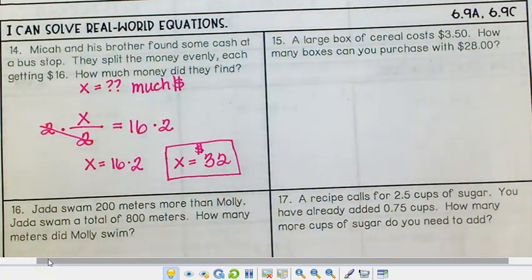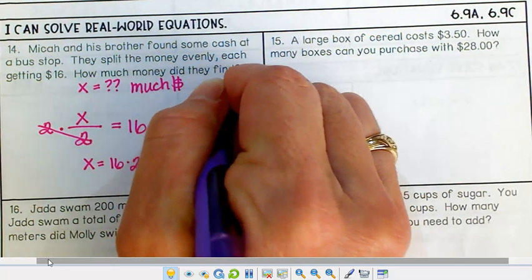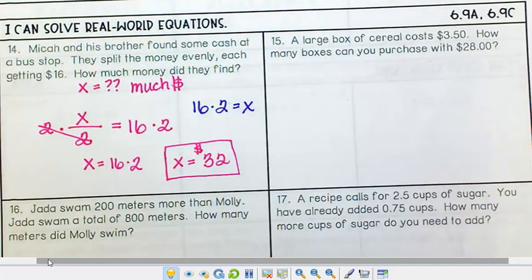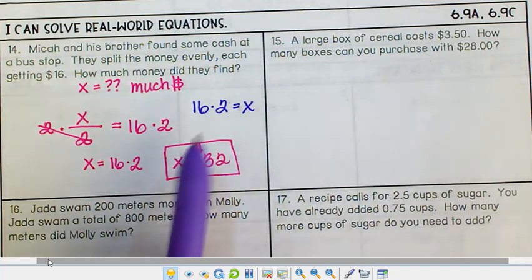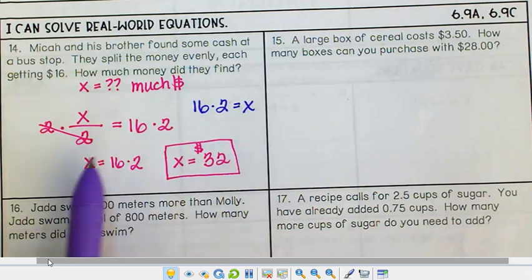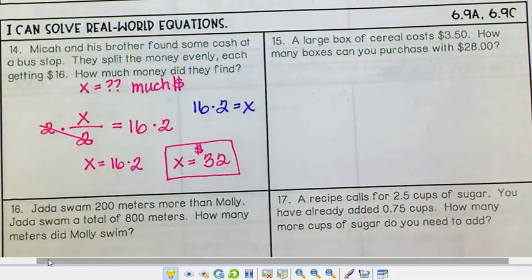Okay, some of you might have approached this a little bit differently and thought to yourself, okay, there's two people, they each get $16, so how much money was total? And so maybe you were thinking 16 times 2 gives you X. Either way you do it, you're going to wind up with 32. If you thought about it this way, it's basically this after we've taken this step. Same difference.